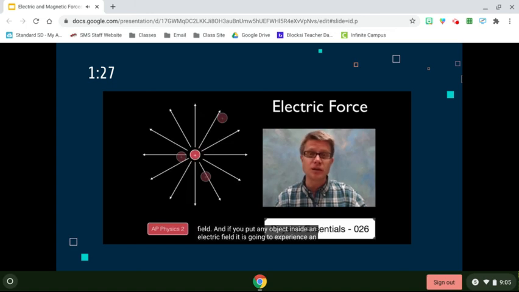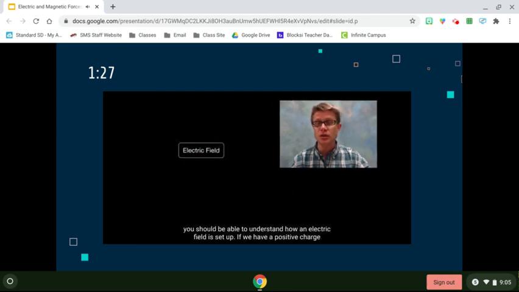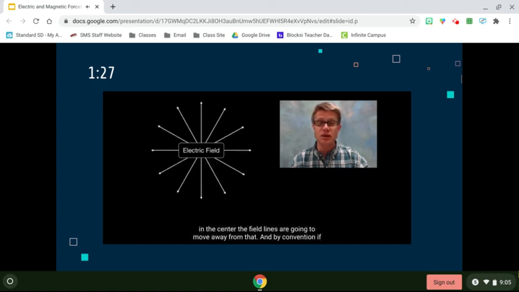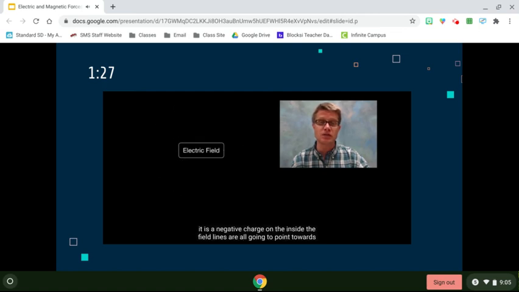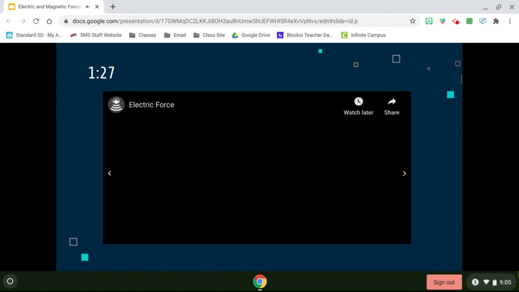If you put any object inside an electric field, it's going to experience an electric force, and that's going to cause an acceleration in the opposite direction if it's a positive charge, and towards that charge if it's a negative charge. So you should be able to understand how an electric field is set up. We've got a positive charge in the center. The field lines are going to move away from that. And by convention, if it's a negative charge on the inside, the field lines are all going to point towards it.